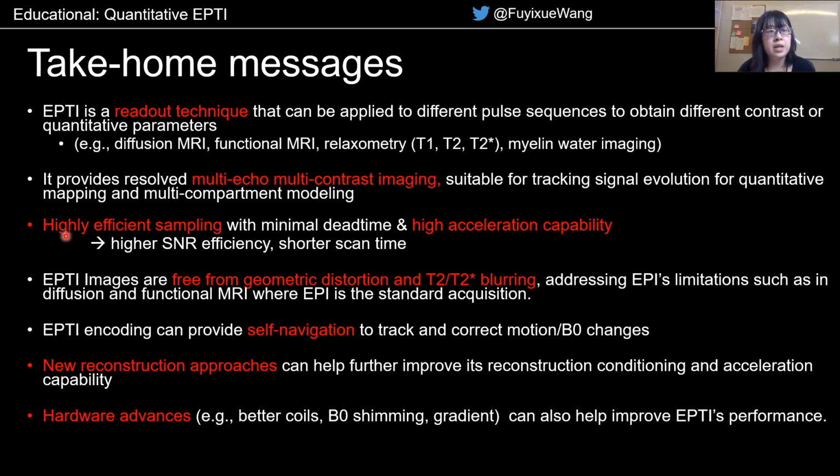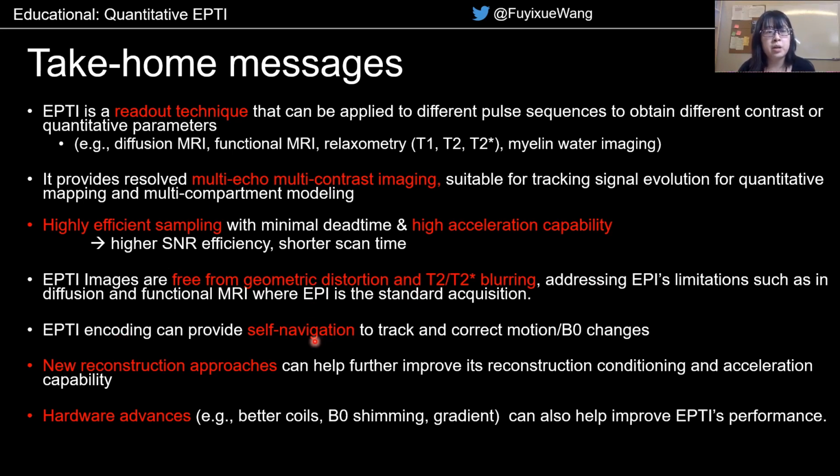It provides highly efficient sampling with minimal dead time and high acceleration capability, which means it can achieve higher SNR efficiency and shorter scan time. EPTI images are free from geometric distortion and T2 or T2 star blurring, which addresses EPI's limitations, especially in diffusion and functional MRI applications where EPI is the standard acquisition.